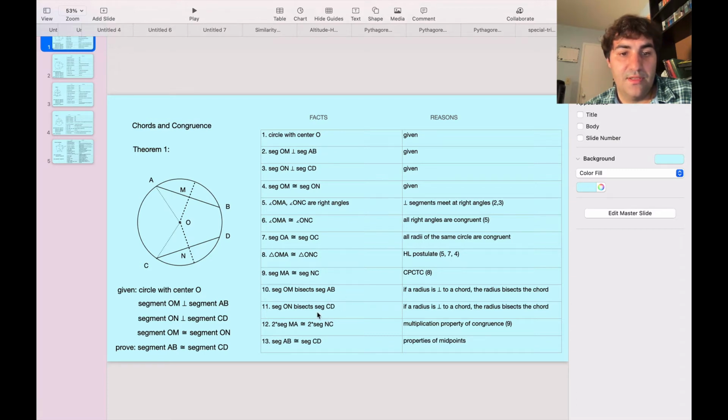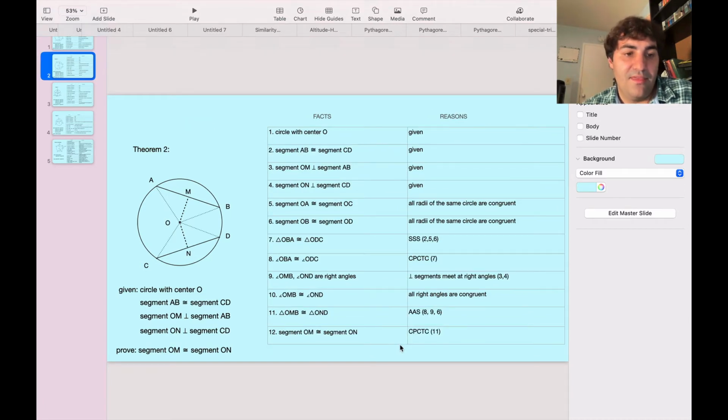given that, we know that 2 times segment MA is going to be congruent to 2 times segment NC, right? By the multiplication property of congruence and what we have in statement 9. And then using the fact that point M and point N are bisection points and therefore they're midpoints, right? So segment MA, if you do 2 times this length, you get the length of the full segment AB. And if you do 2 times the length of NC, you get the entire length of CD. So segment AB is congruent to segment CD.